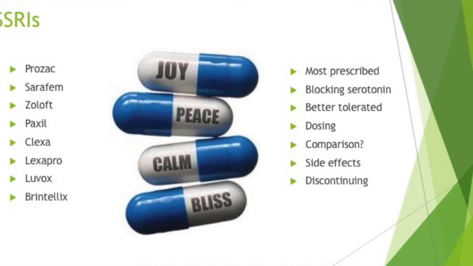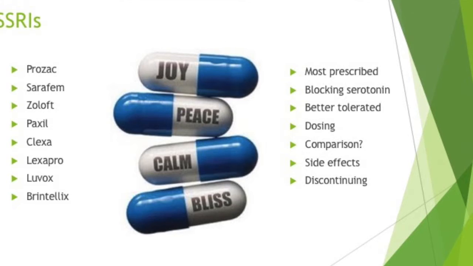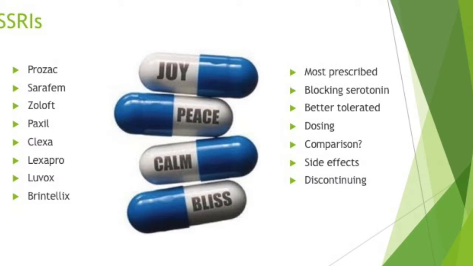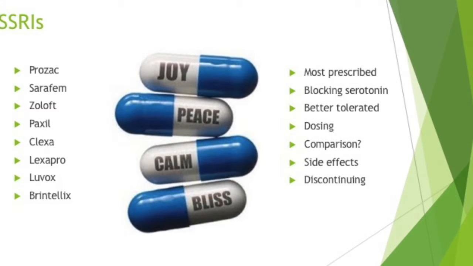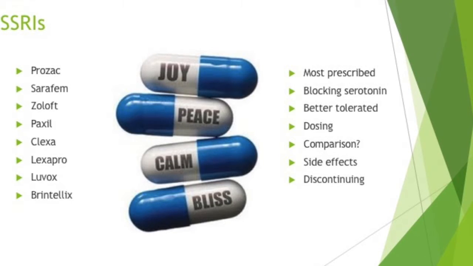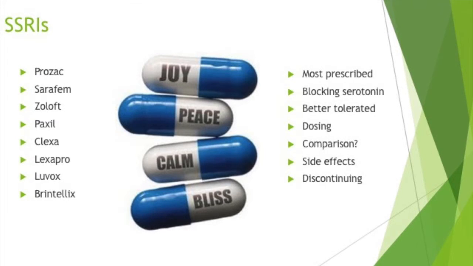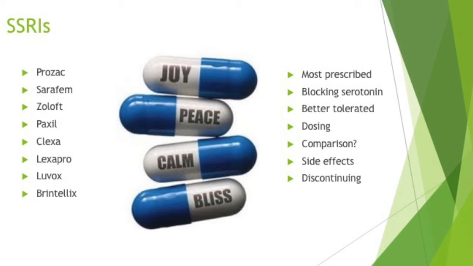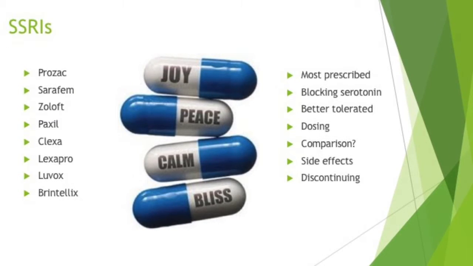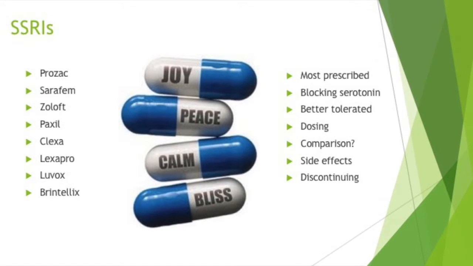SSRIs are popular today as they are the most prescribed class of antidepressants. They work by blocking the reuptake of serotonin. This group includes medications such as Prozac, Zoloft, Paxil, Celexa, and Lexapro. When compared to cyclics, they are better tolerated, safer in overdose, and can be taken once a day per dose. However, there is not enough data to support the efficacy between the two.